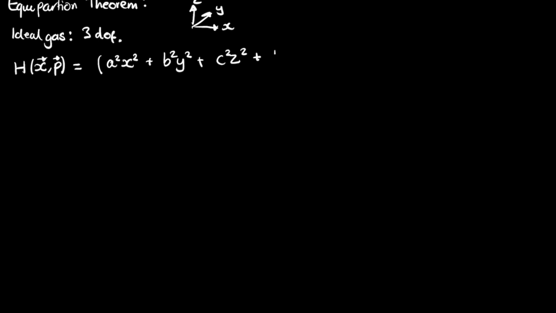Let's choose r, s, and t as our constants. So we're going to get r squared px squared plus s squared py squared plus t squared pz squared. So again, really don't worry about what these constants are for the moment. They're literally just weighting factors, and they won't have any significance in the long run. So yeah, here's our Hamiltonian.